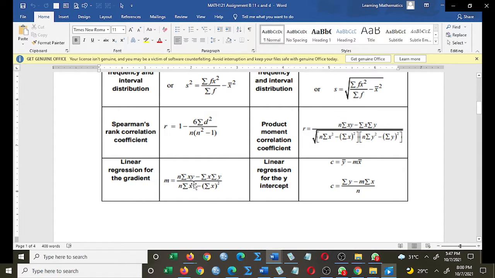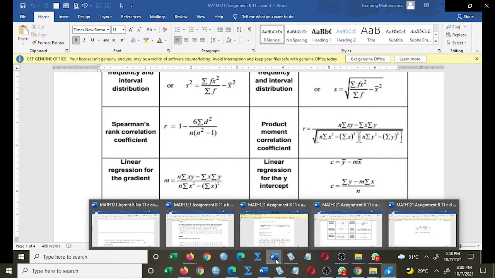So this is the formula for gradient. This is the formula for y-intercept. Now, as you can see, this formula is related to that formula, to the Pearson's formula. That's why the Pearson's now is more predominant in linear regression analysis, and it is linked also with the y-intercept. Okay, so let's go back to the question.